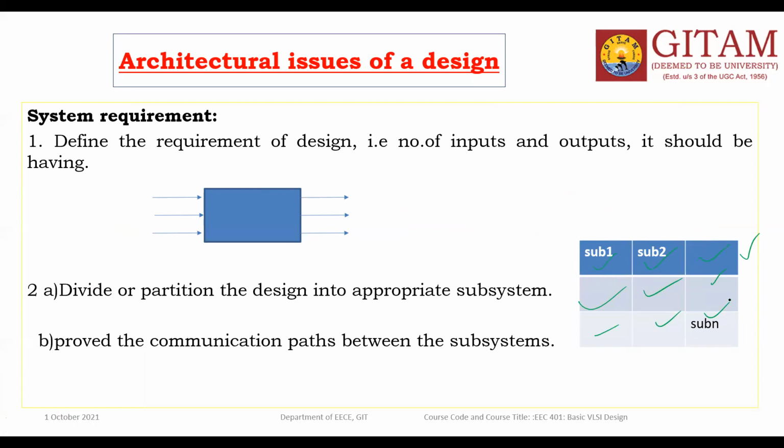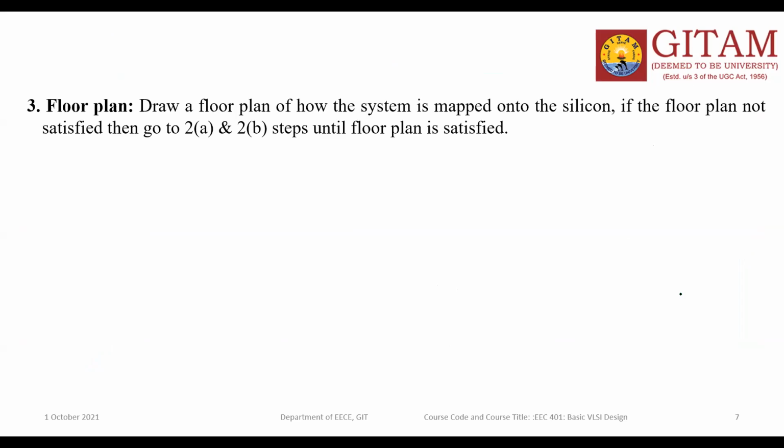Next, provide the communication paths between the subsystems, between this subsystem and that subsystem. Like this, we have 9 subsystems here, so between all the subsystems provide the connecting wires to communicate with each other. Next one. The third requirement is the floor plan. Floor plan means the available silicon area.